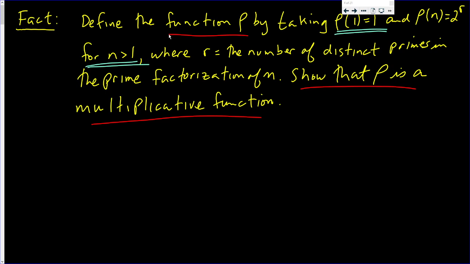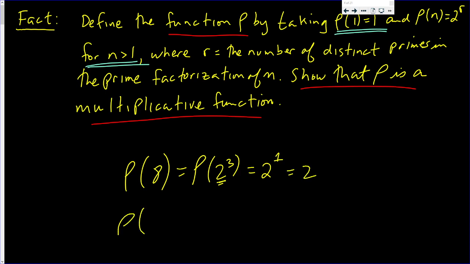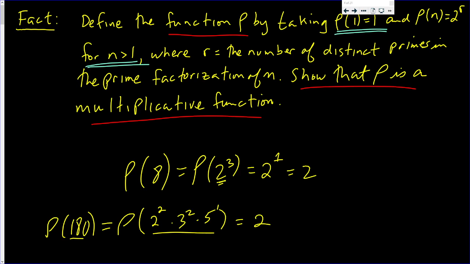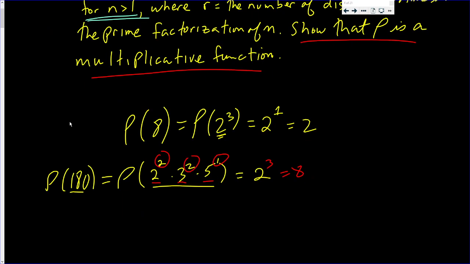For example, rho of 8, since 8 is 2 cubed and it only uses 1 prime, it's 2 to the number of primes, which is 1. If you take rho of 2 squared times 3 squared times 5, that's 180 if I'm not mistaken. So rho of 180, first thing you do is write it in prime factorization form. And then rho of that is going to be 2 raised to the 1, 2, 3 prime factors. We don't care what those powers are. The answer is 8. So here I won't bother multiplying out the number.